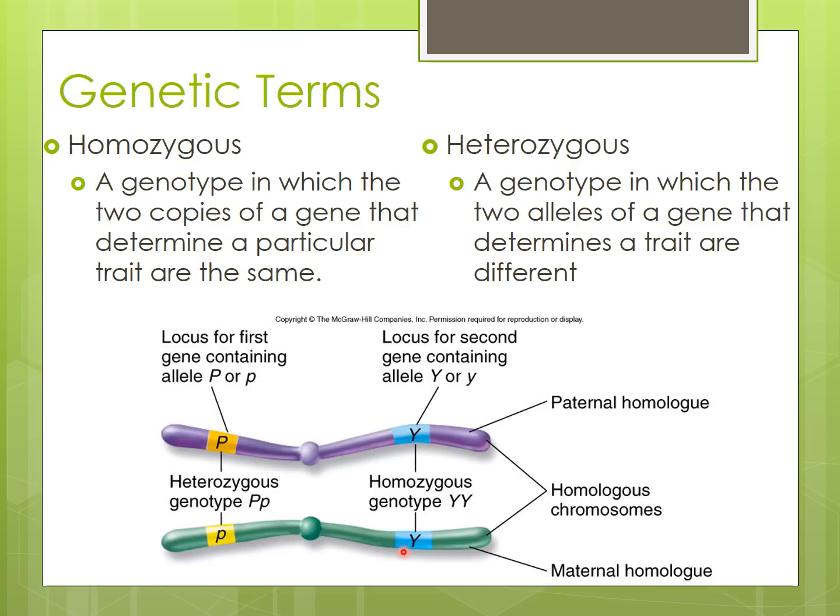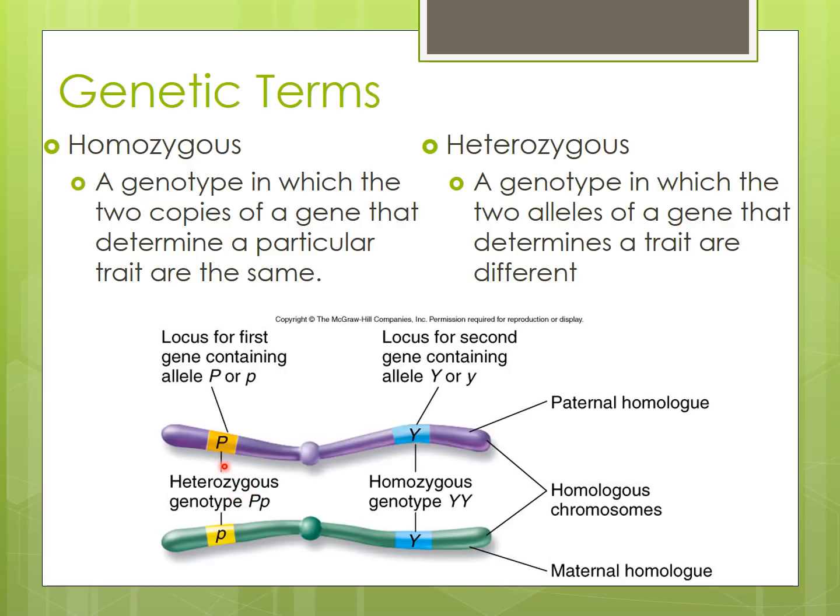Conversely, heterozygous means you have two different alleles for that. You have two different alleles for a gene that determines a trait are different. So you'd have different outcomes from that locus. And so this would be indicated here, where you can see you have the uppercase P and the lowercase p. This would be a heterozygous genotype, and you have two different versions of the alleles at the P locus.